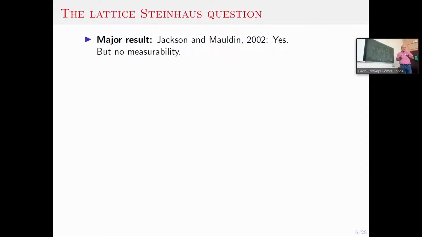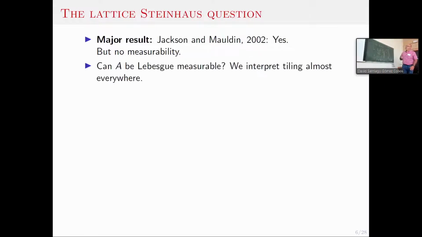And this happens only in the plane, so we don't know what happens in higher dimensions. The same problem can easily be stated in R3. What do you want in R3? You want a set such that all rigid motions of the set will tile with Z cubed, right? So we don't know, if you allow non-measurability, whether it exists in R3 or not.